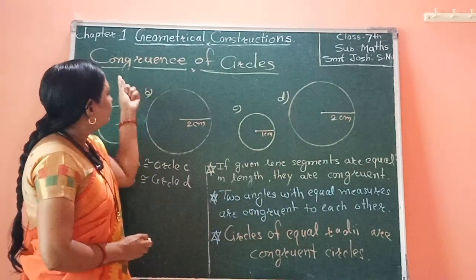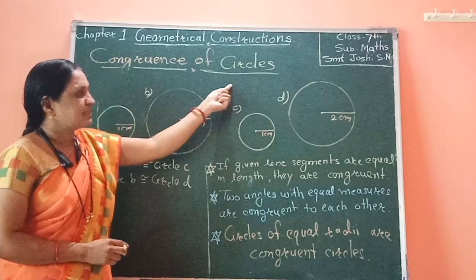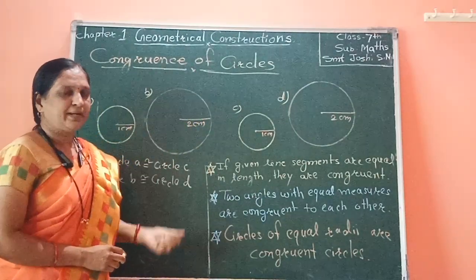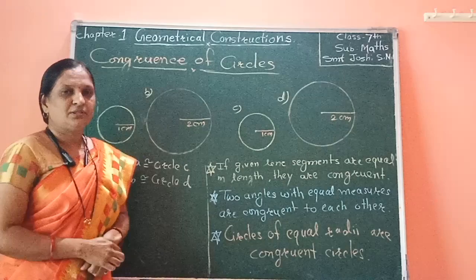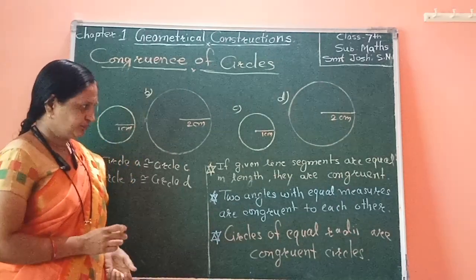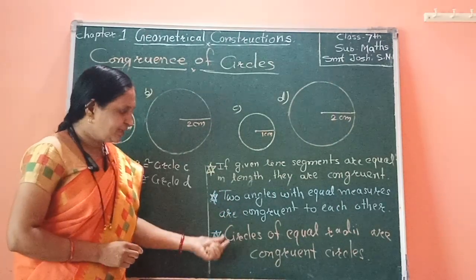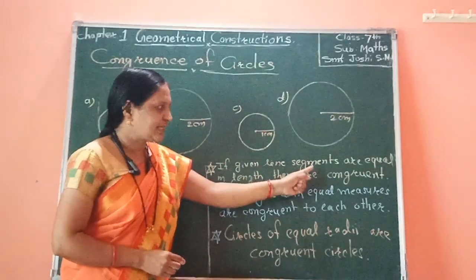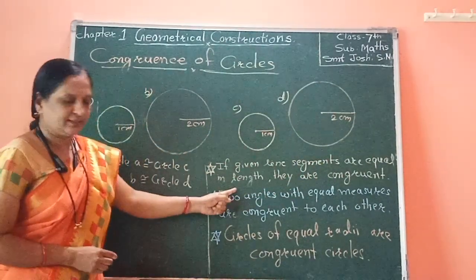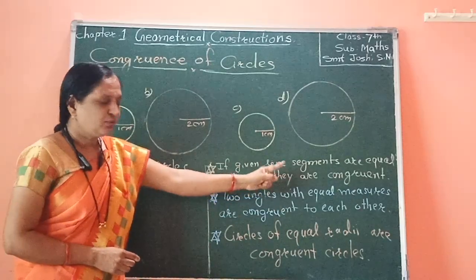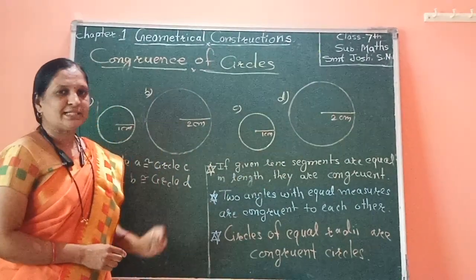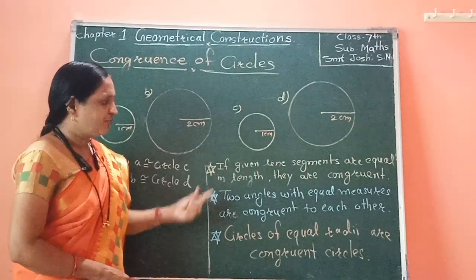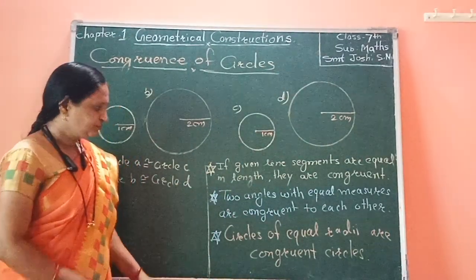In congruence of circles, congruence of segments, and congruence of angles, we learn three points. Remember these given 3 points. First, if given line segments are equal in length, they are congruent. जेव्हा रेषाखंडांची लांबी समान असते तेव्हा रेषाखंड एकरूप असतात.